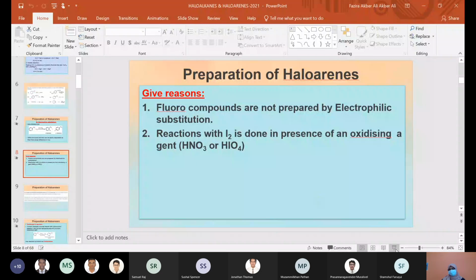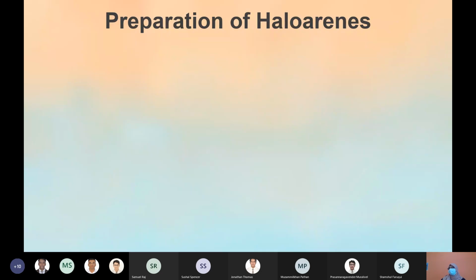It's also highly reactive. For fluorine, the reaction is an electrophilic substitution reaction. That means the stronger the electrophile, the faster or more vigorous the reaction will be. So fluorine, being the smallest and highly electronegative, is highly electrophilic in nature.